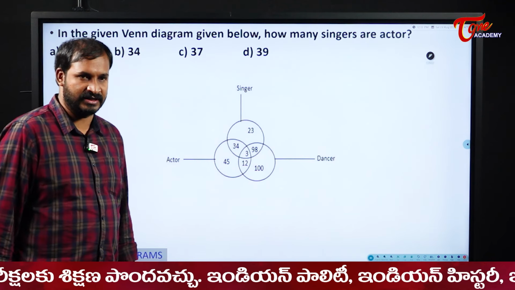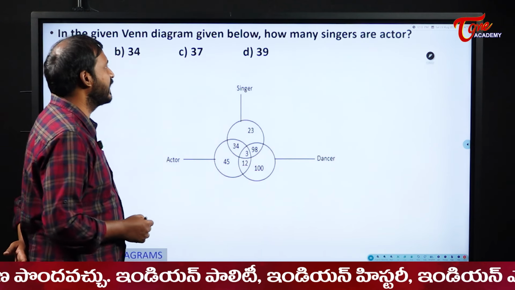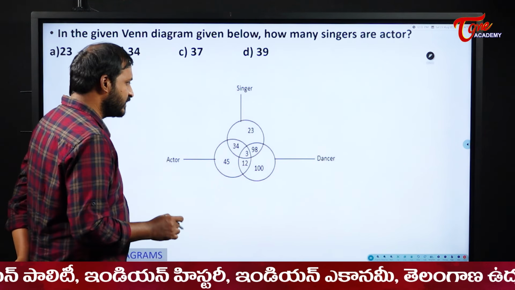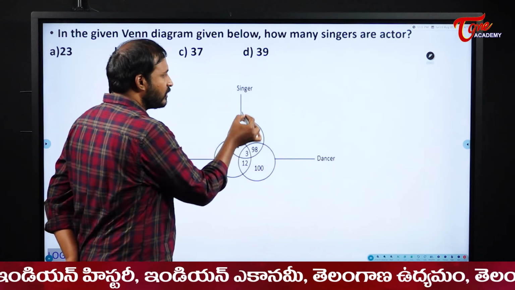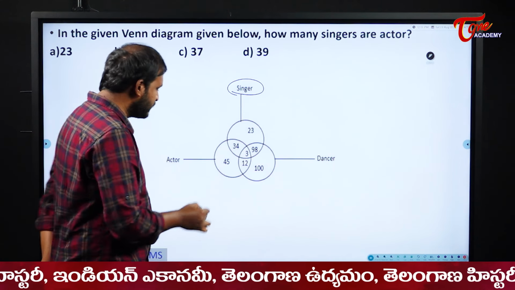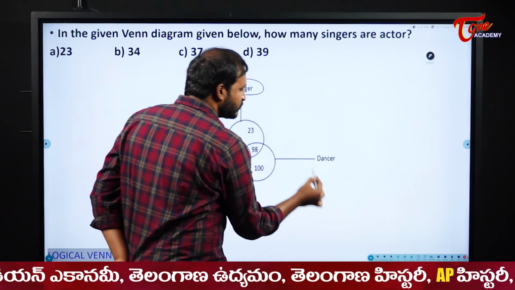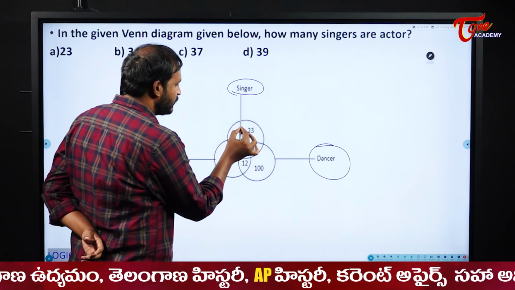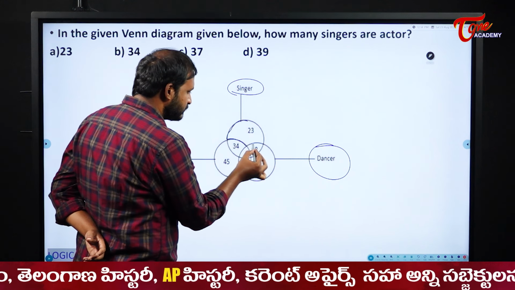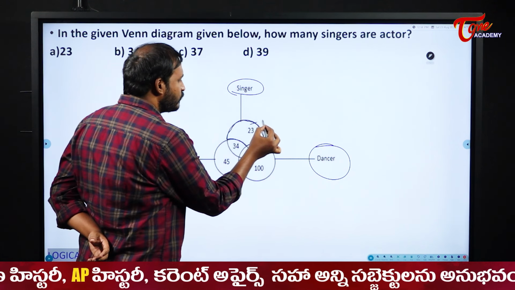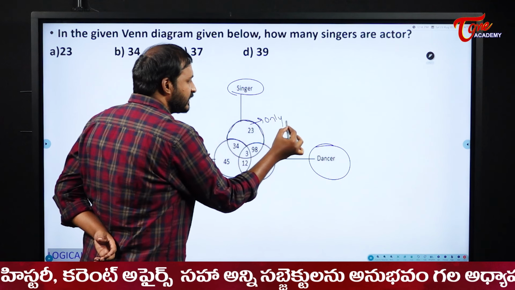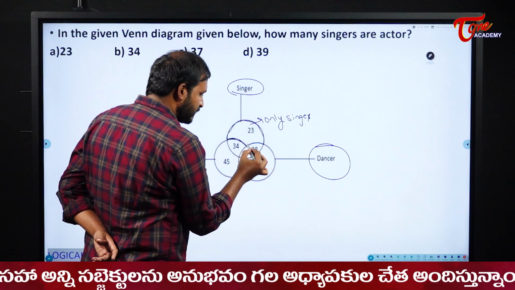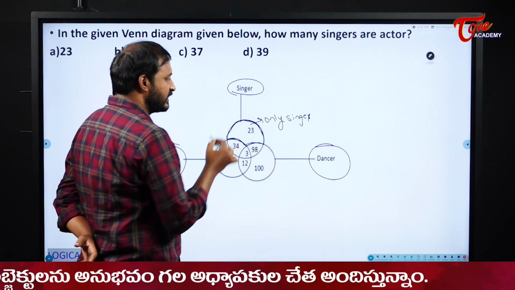So this is a question for us. In the given Venn diagram, how many singers are actors? Now please see here, students, first we should know this circle belongs to singers, this circle belongs to actors, and this circle belongs to dancers. Now what does this portion tell us, students? We should know that. This portion is only singers. Please observe carefully. This portion is only singers for me.